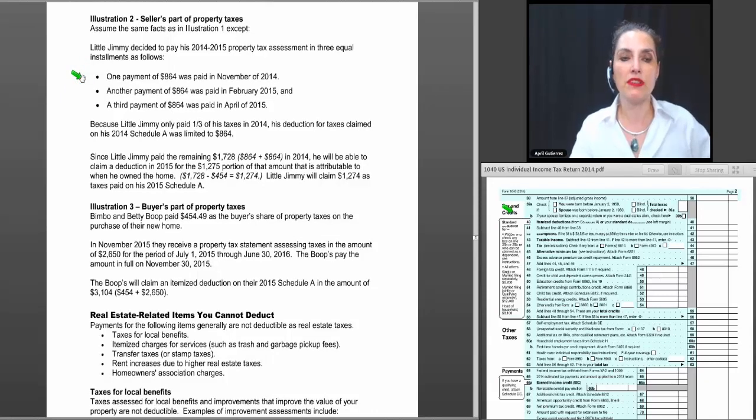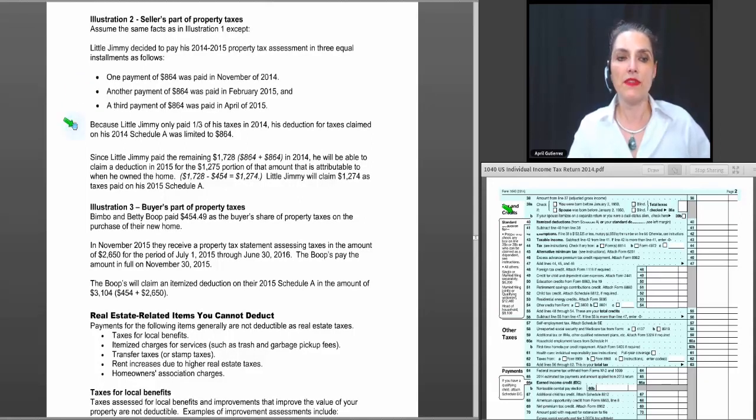And he paid the installments as follows. He made one payment of $864 in November of 2014. He made another payment of $864 in February of 2015. And then he made a third payment in April of 2015. Because little Jimmy paid only 1/3 of his taxes in 2014, his deduction for taxes claimed on his 2014 Schedule A was limited to $864.